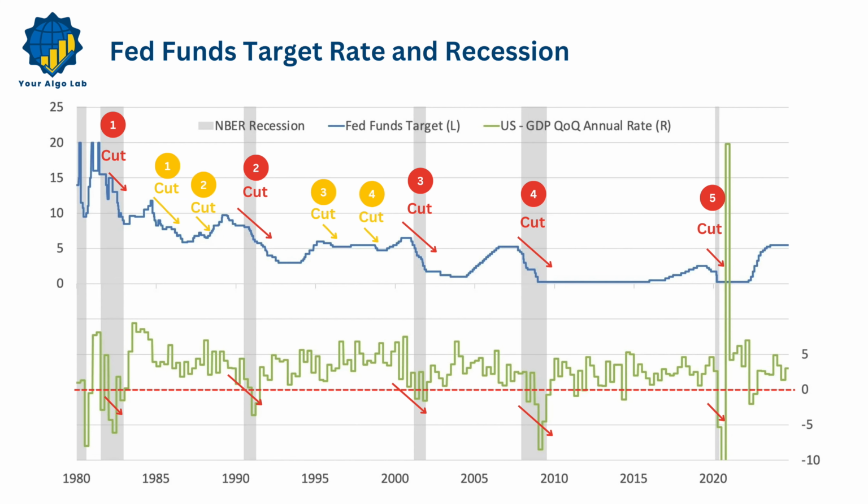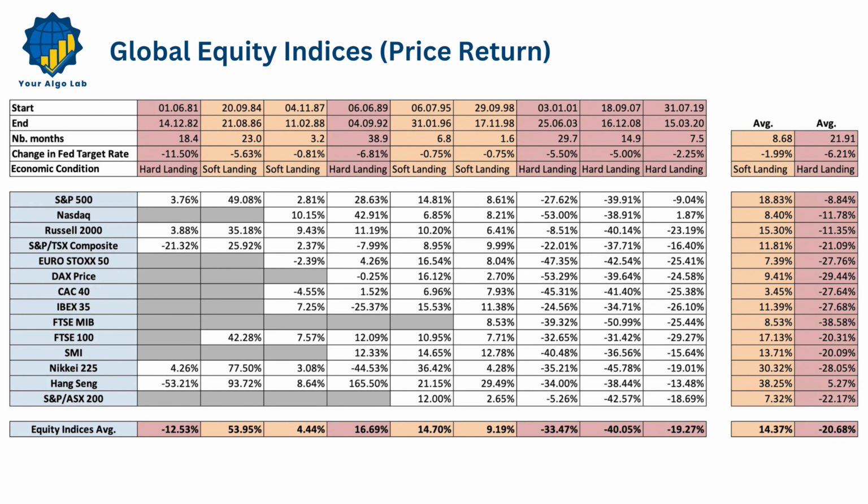We'll examine how each asset class performed during each Fed rate-cutting cycle. First, let's examine global equity indices. We provide the dates of the first and last FOMC rate cuts, calculate the number of months between them, and show the total change in the Fed funds rate. Additionally, we indicate whether the economy experienced a hard landing or soft landing afterward. We measure each asset's performance from the first FOMC rate-cutting decision to the last.